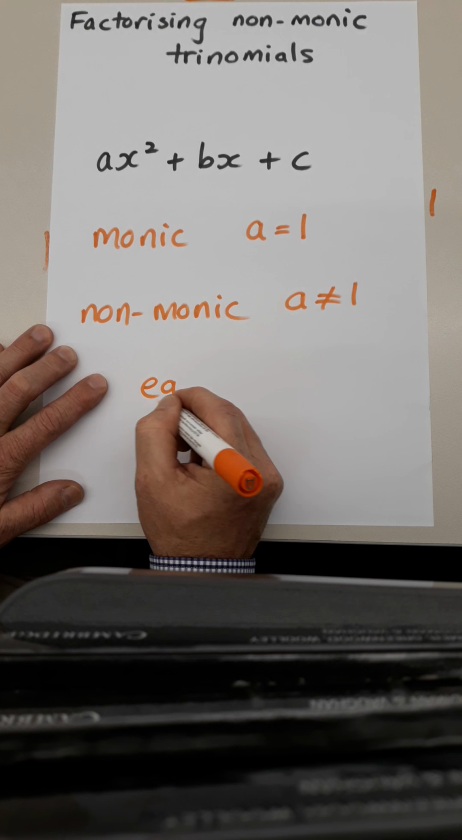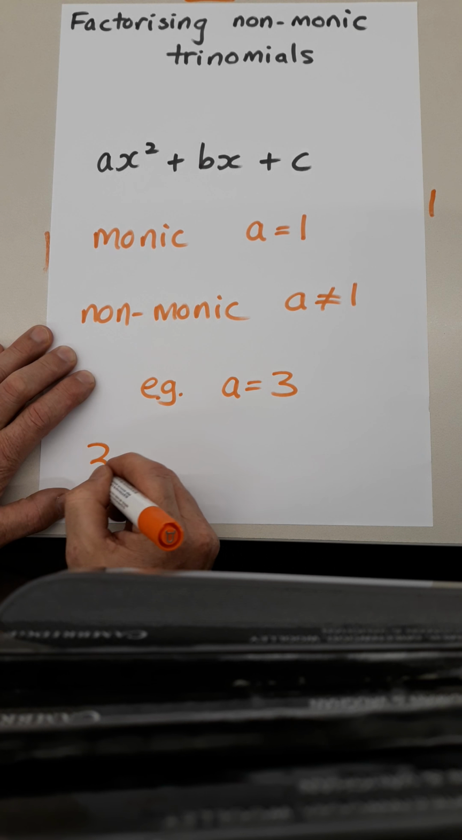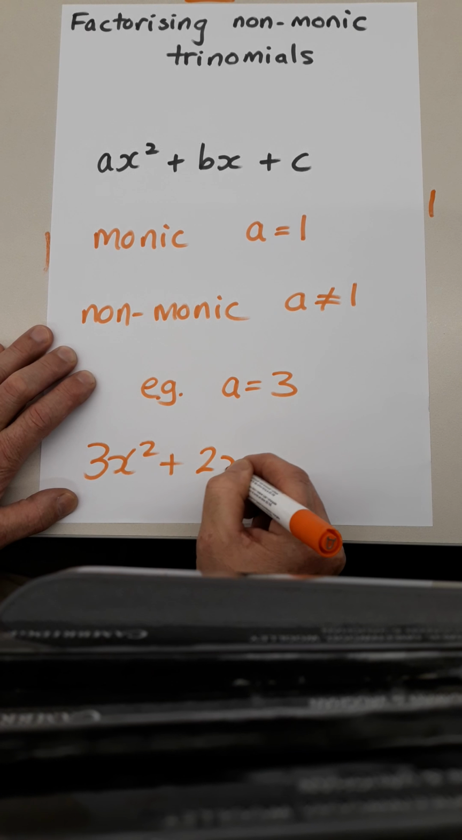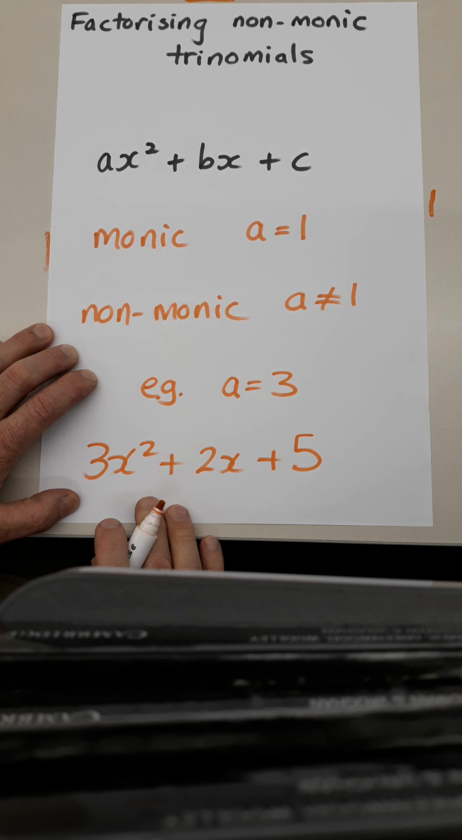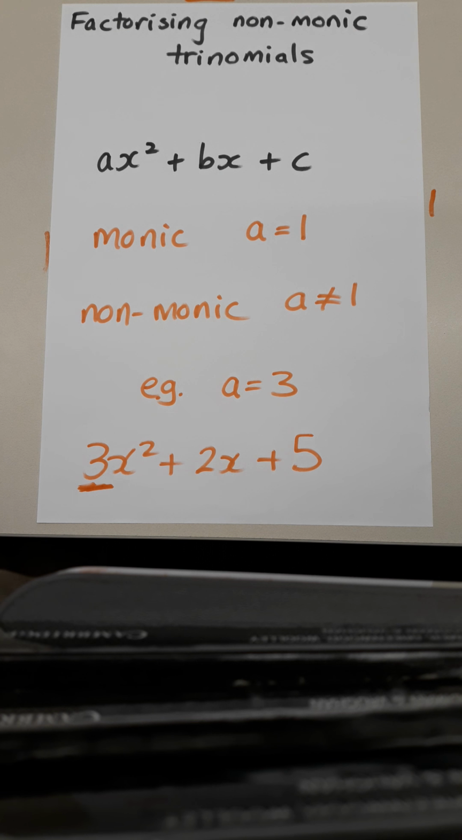For example, a could be 3. You might have 3x squared plus 2x plus 5. Because that's a 3, it's a non-monic trinomial.